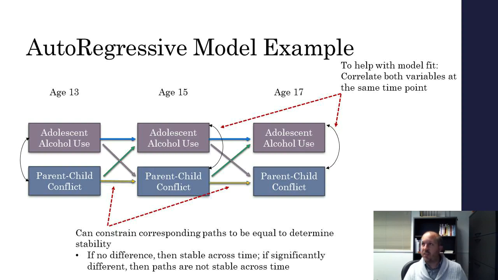The green arrows here are parent-child conflict onto adolescent alcohol use at each corresponding time point. And the purple is from adolescent alcohol use onto parent-child conflict. So when we're looking at constraining corresponding paths, these are the ones we look at constraining and then testing to see if they're significantly different. Again, if our model fit gets significantly worse, then that means that those paths are significantly different.